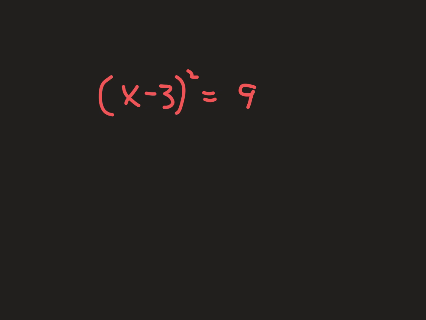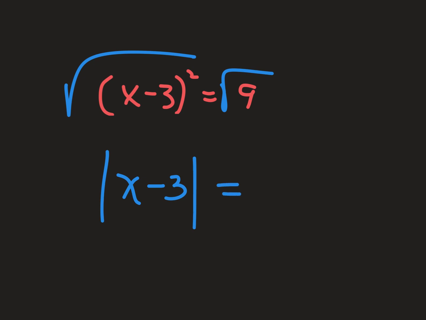Takes a little bit of time to get back in the groove. Square root both sides. Square root. And it's not just x minus 3. You've got to get used to the absolute value. That is a critical part. Say, what's the square root of 9? 3. So this is 3.